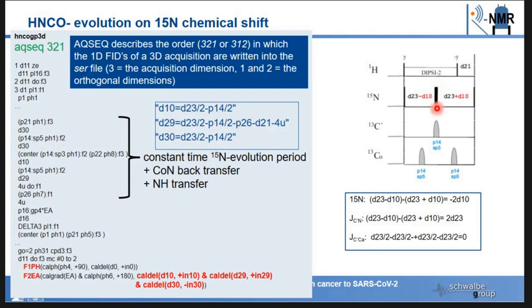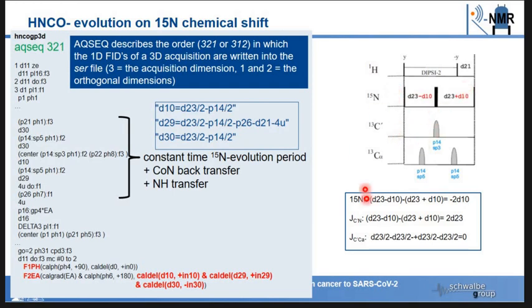Then we have an inversion, a 180-degree pulse, and we go basically back in time. So we have to subtract this, what stands here, so minus D23 plus D10, that's here. If you do this very easy calculation, we see, okay, in the end, we end up with 2 times D10. We evolve the nitrogen chemical shift during this time.